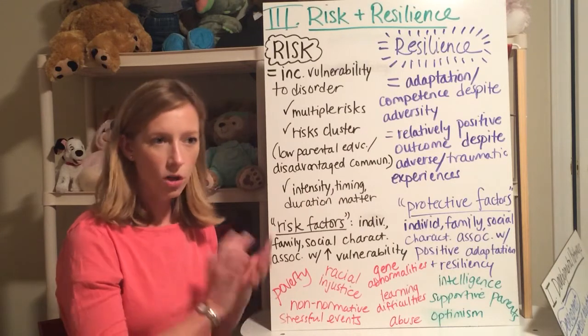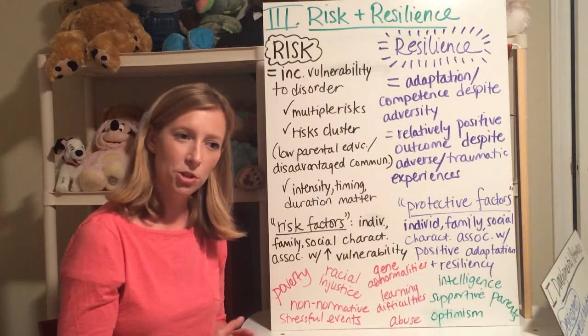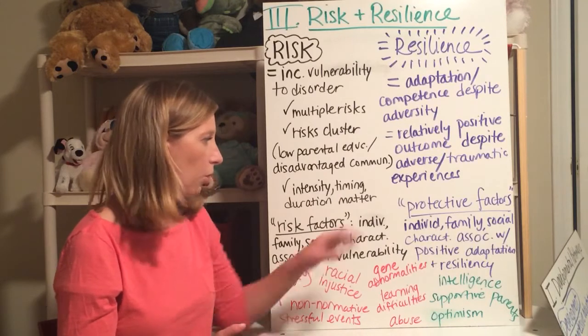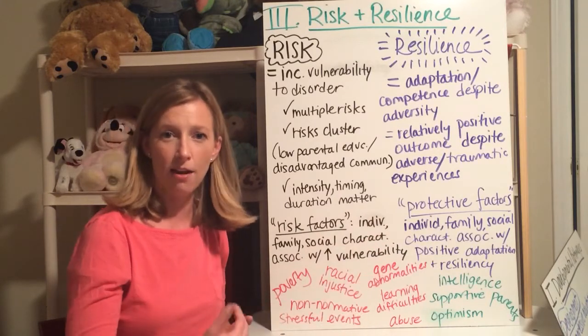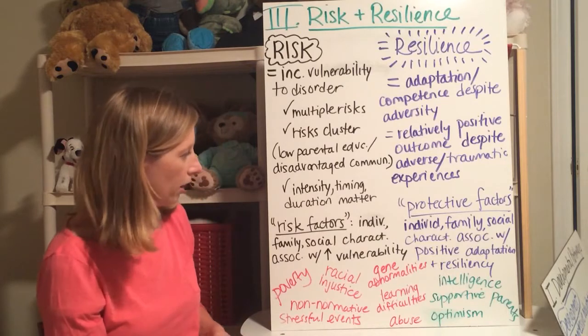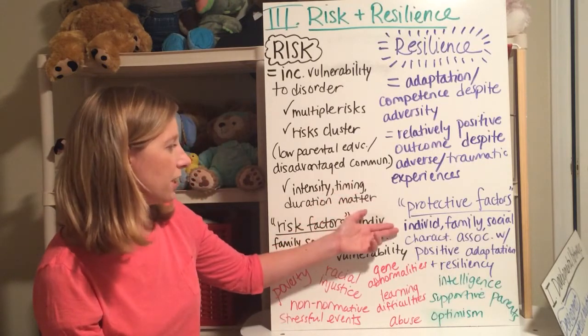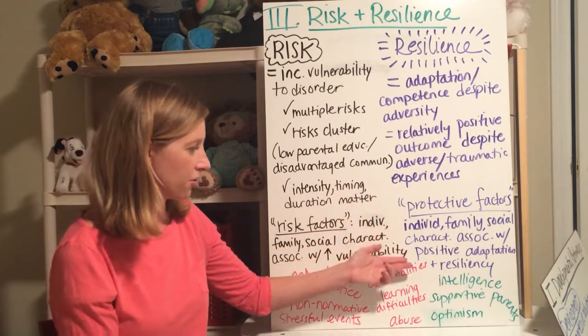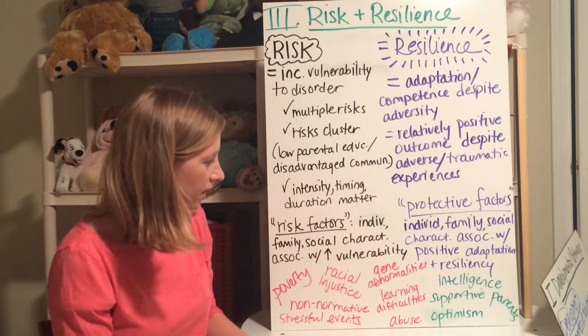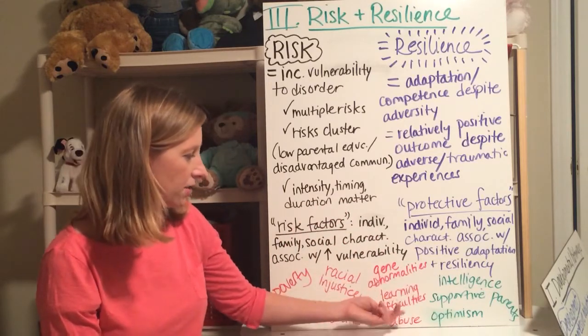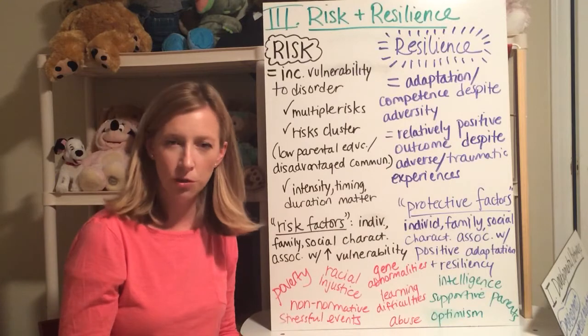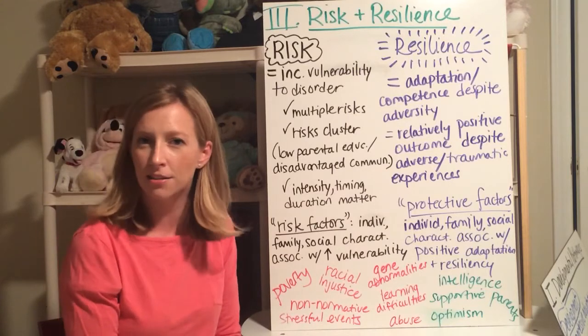People who've all gone through the same trauma, being able to predict what are the protective factors that would lead them to have more optimum adaptation later on. So protective factors are individual, family, and social characteristics associated with positive adaptation and resiliency. Things like high intelligence, supportive parents, having a cheerful mood or an optimistic, glass-half-full attitude.